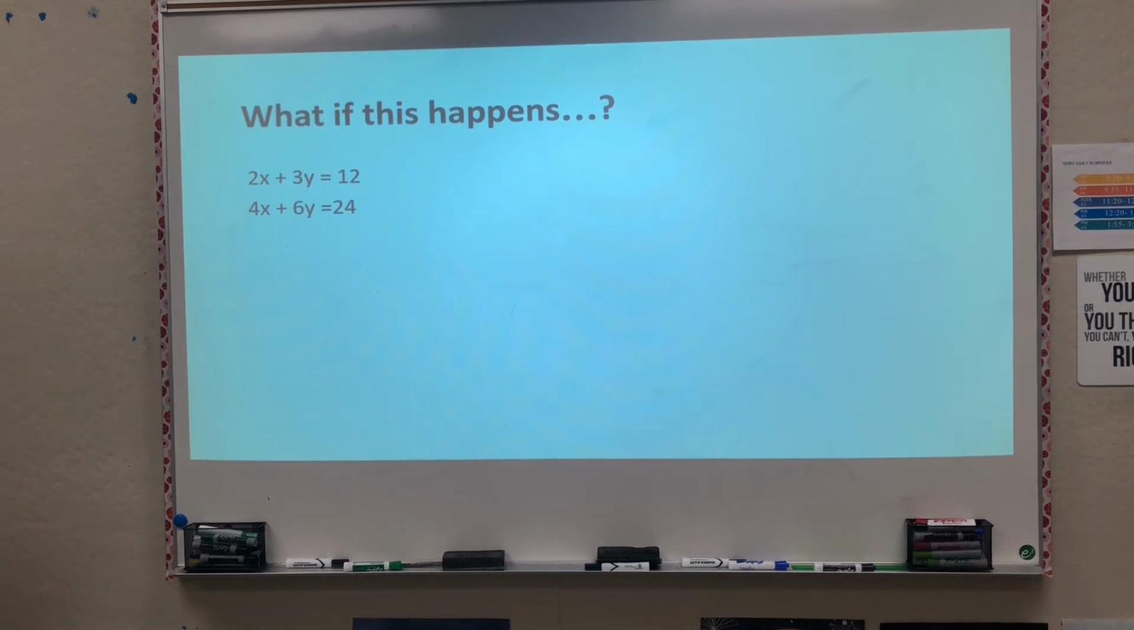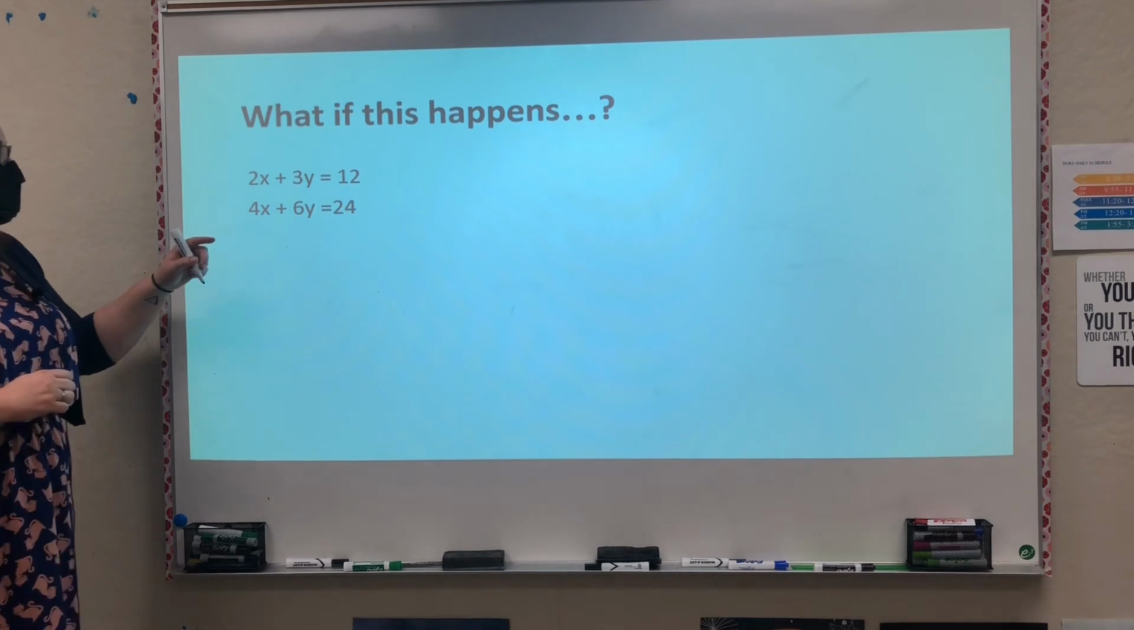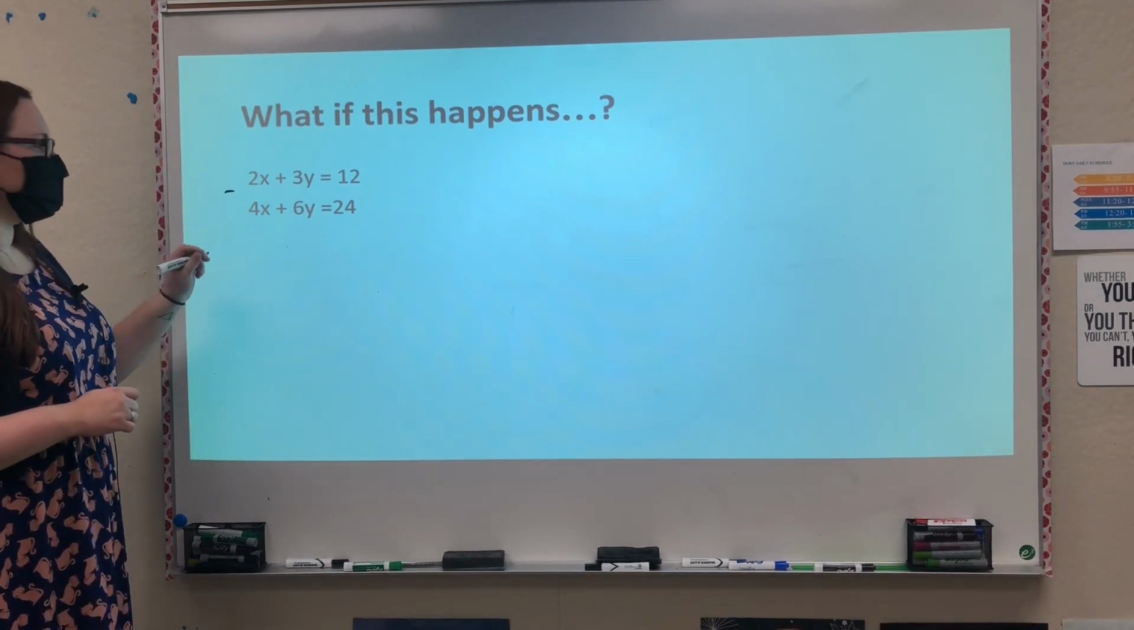Substitution. Tell me why. Because you can subtract the top from the bottom. Subtract the top from the bottom. So you're saying subtract these equations?